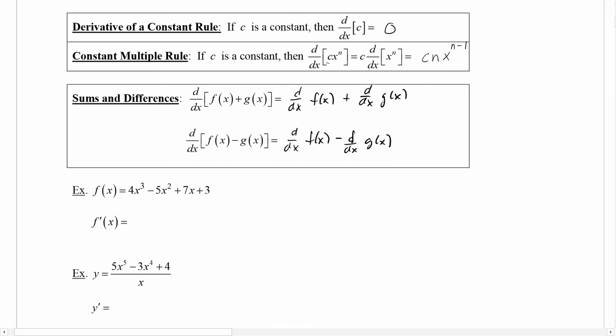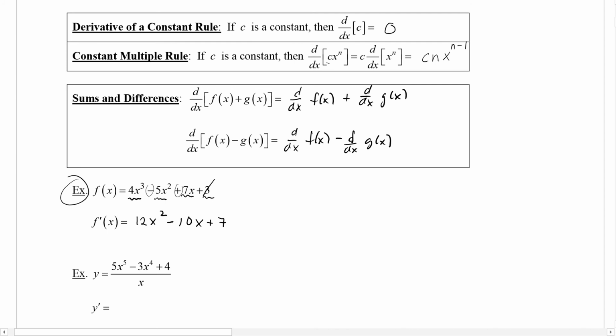Now, for the next example, we're going to use the sum and difference rule. Notice that this example has a difference and sums involved. So it doesn't matter what we do. If we want to take the derivative of this polynomial, we simply take the derivative of each term. So what's the derivative of 4x cubed? It's 12x squared. Minus, what's the derivative of 5x to the second? 10x. What's the derivative of 7x? 7. What's the derivative of a constant? Well, that's just 0, and that is my derivative.